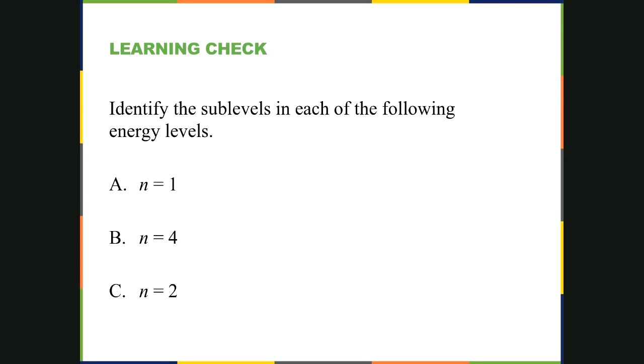So in this check, I'm giving you three different principal quantum numbers, and it's asking you to identify the sublevels. Now, when we say sublevel, you can also think of a sublevel as just a number of possible orbital shapes. Okay. Orbital shape is a sublevel. So for A, how many sublevels are there when N is 1? One. Correct. It's just the S. When N is 4, how many sublevels are there?